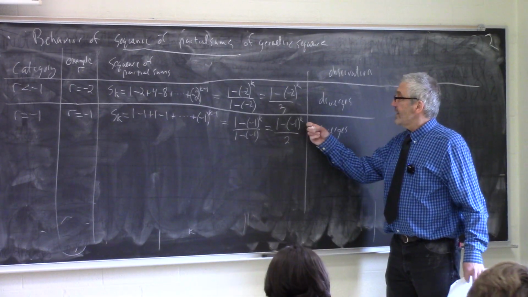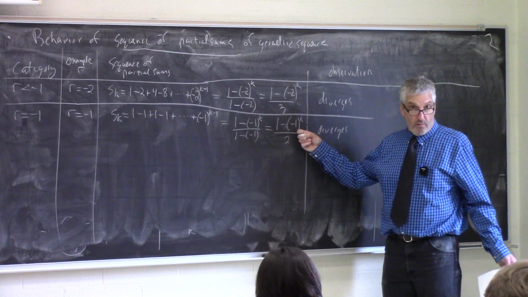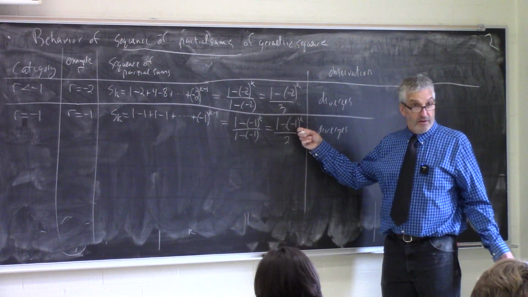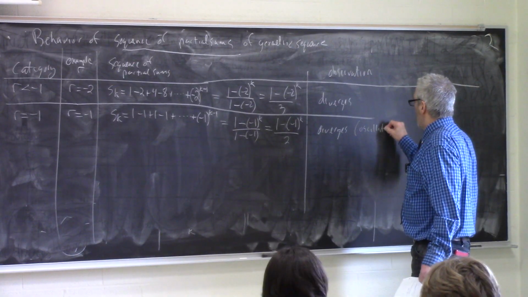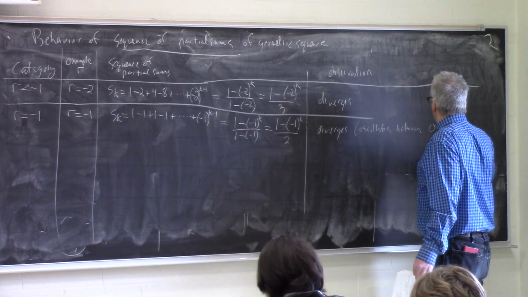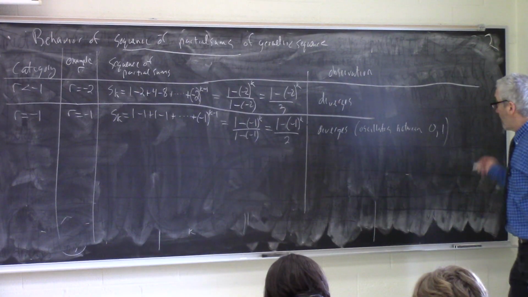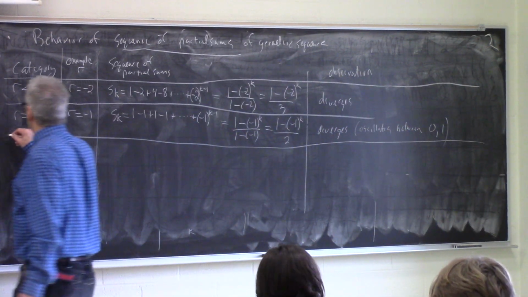Well, when k is an even number, that's going to be 1 minus 1. That's going to be 0. When k is an odd number, this is going to be 1 minus minus 1. It's going to be 2. So it oscillates between 0 and 2. It doesn't oscillate between -1 and 1. This sequence of partial sums diverges because it oscillates between 0 and 2.